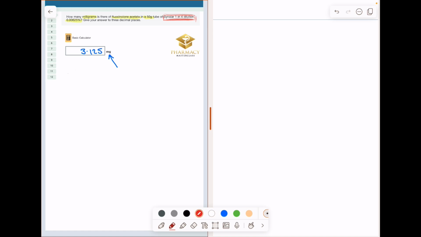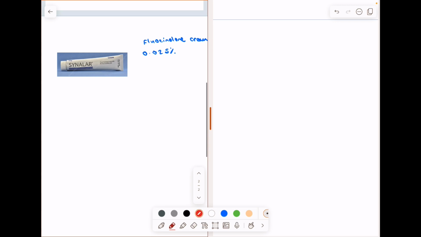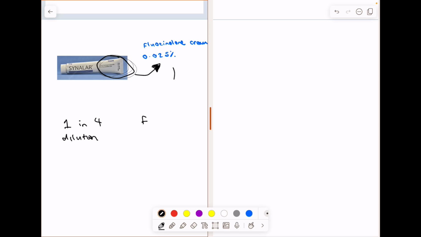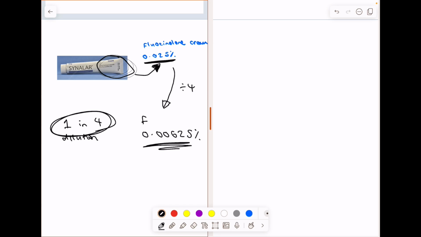The reason being is that Cinelar actually comes as a 0.025% strength cream. So in practice in the NHS, we have a 0.025%. And then the same company make a 1 in 4 dilution version, which is the one in this scenario question that they gave you here. If you take the original cream strength, 0.025%, and divide it by 4, because that's what 1 in 4 means, it's been divided by 4 as that strength. So on your calculator, type in 0.025 divided by 4, and you actually get 0.00625%, which is the 1 in 4 dilution.